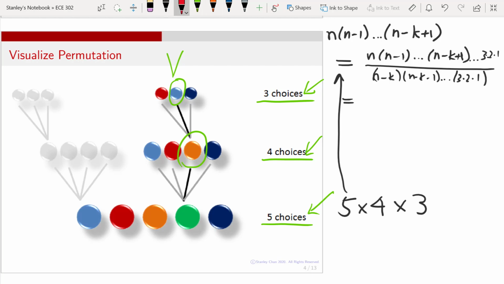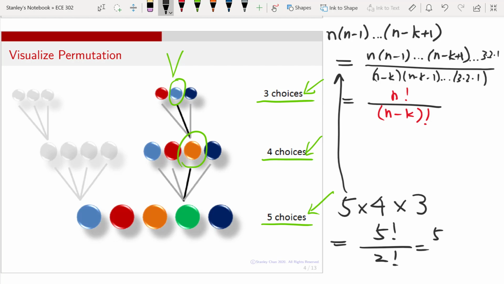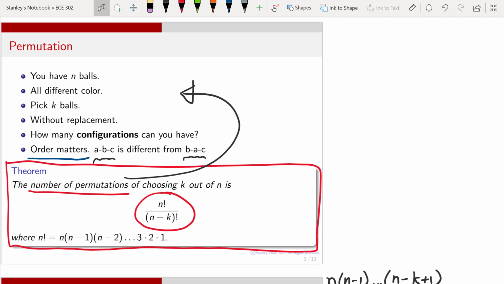Then if you look at this expression, the numerator is just n factorial, and the denominator is another factorial, but you go all the way to n minus k, so you have n minus k factorial. Therefore, this 5 times 4 times 3 is the same as 5 factorial divided by 2 factorial, because this is 5, 4, 3, 2, 1 divided by 2 and 1, because these 2 and 1 can cancel out each other. So now you can see why the theorem says that the number of permutations is defined as n factorial divided by n minus k factorial.